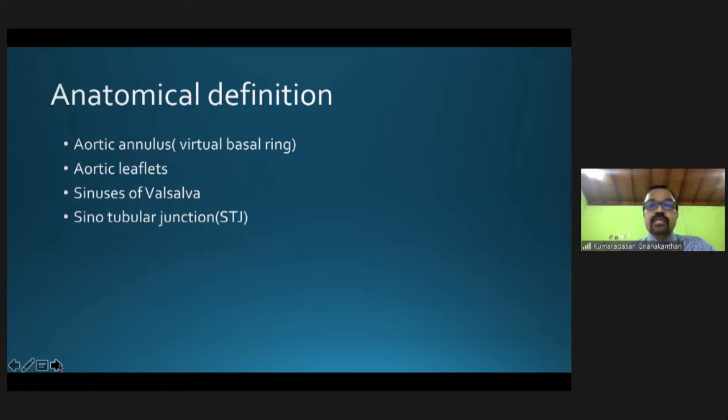So what is the aortic root? The aortic root is a structure which is actually within the center of the heart. It is embraced by the tricuspid valve anteriorly, and the pulmonary artery and pulmonary valve, and the mitral valve posteriorly. The aortic root is the structure from the aortic annulus up to the sinotubular junction, where it becomes the ascending aorta. It comprises the aortic leaflets as well as the sinuses of Valsalva.